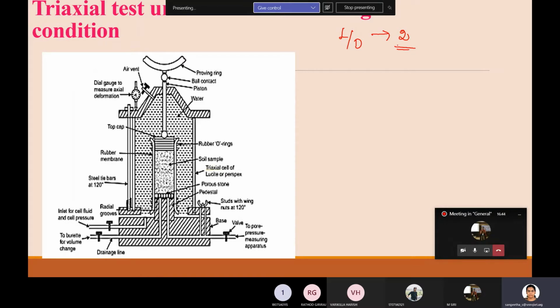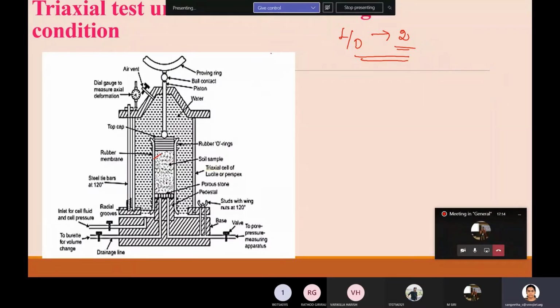What happens if you do not maintain the L by D ratio of 2? Then your failure plane will not exist within the sample. So as to get the failure plane within the sample, we generally maintain this L by D ratio. The sample dimensions are the same as we used in our UCS test, so the same kind of soil sample is prepared for the triaxial test also.